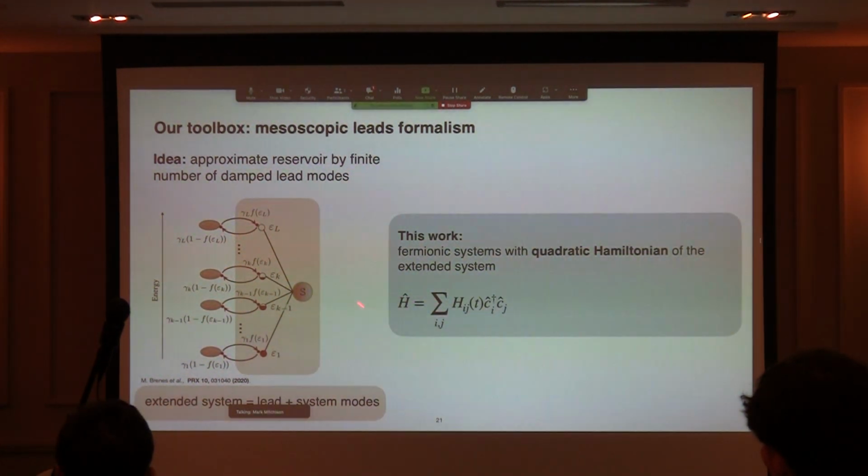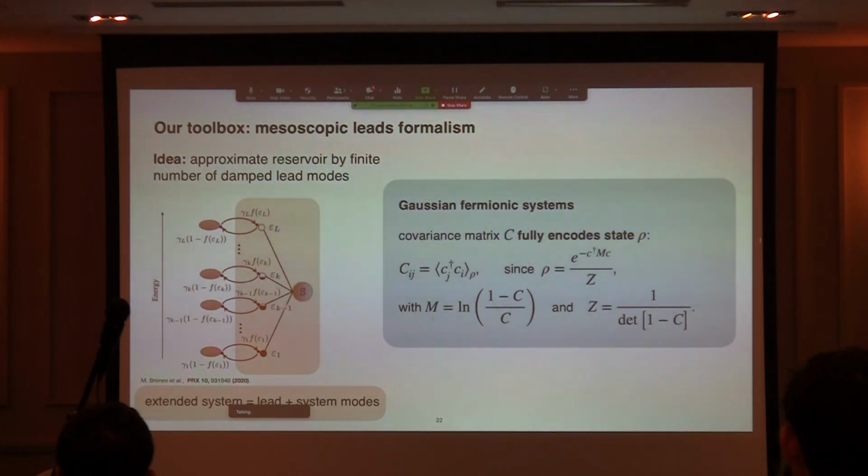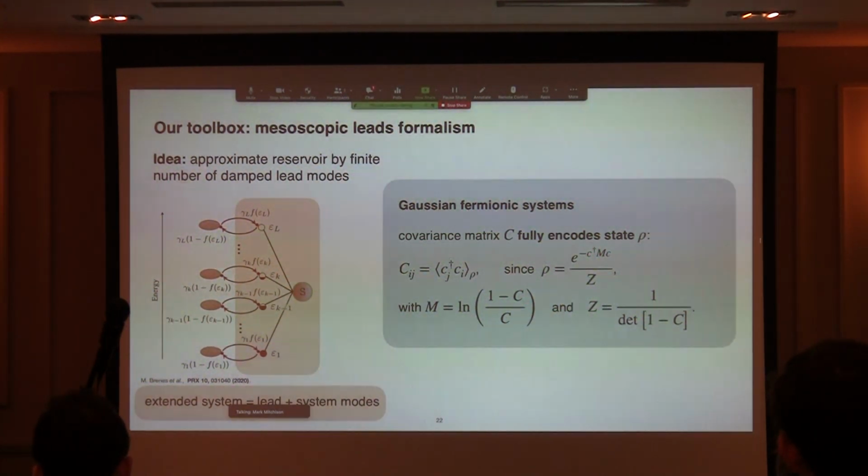Here, we will restrict ourselves to fermionic systems that have a quadratic Hamiltonian at the level of the extended system, so the Hamiltonian is of this form. The reason being that for Gaussian fermionic systems, the covariance matrix fully encodes the state. The covariance matrix has matrix elements C_ij, which are just these correlators with respect to the density matrix, and it fully encodes rho because rho can be written in terms of two matrices M and Z that purely depend on the covariance matrix.